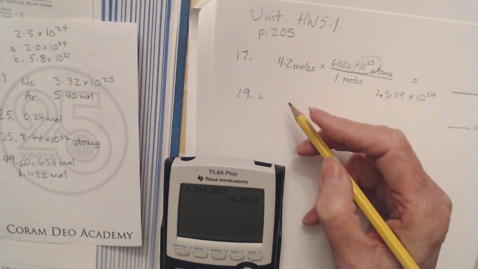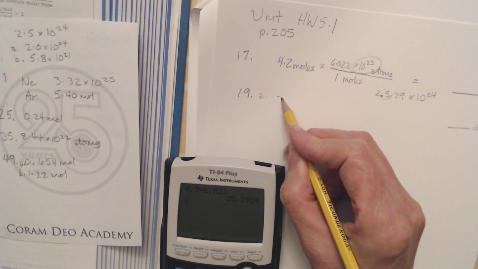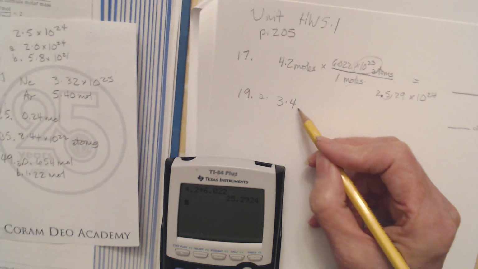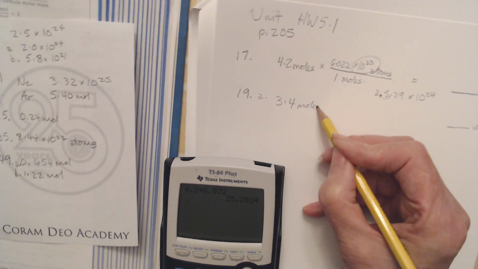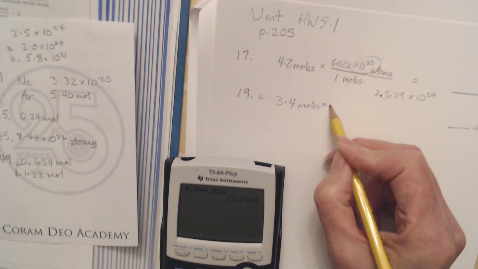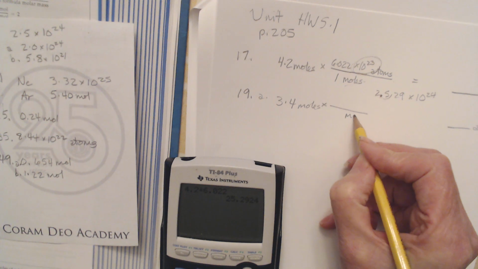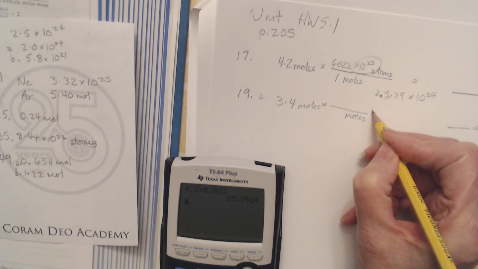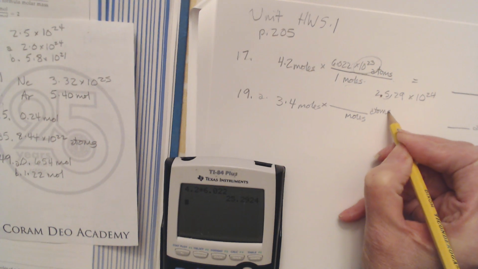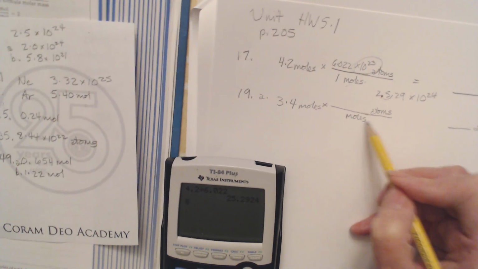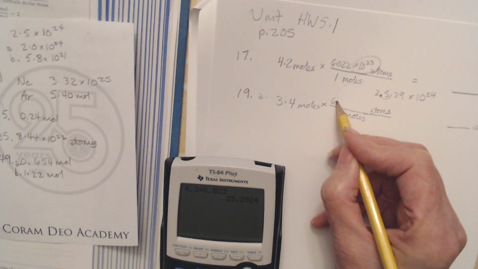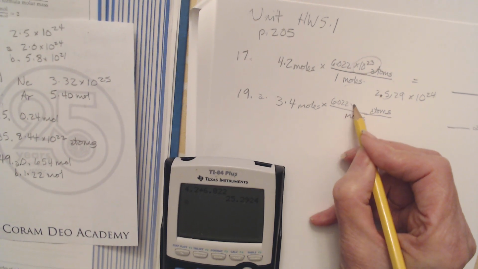And A says 3.4 moles of copper. Again, it's totally immaterial that it's copper, but I have 3.4 moles as my starting point. I drive moles down, right? Do I know the atoms per mole? Yes, indeed I do. So I have atoms up here in my numerator. Now I know that I'm set up correctly, right? And I know this number is 6.022 times 10 to the 23rd.